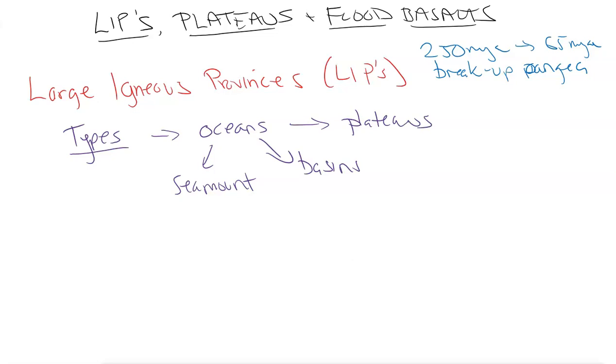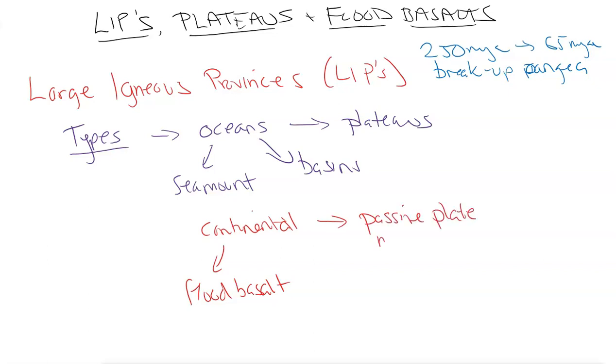Okay. Now, in terms of the continental LIPs, there we do get the flood basalts over certain continents, certain lands. And we also get involved with the passive plate margin, which is in relation to continental rifting and the Wilson cycle, stage 2, where the ocean starts to form through seafloor spreading.